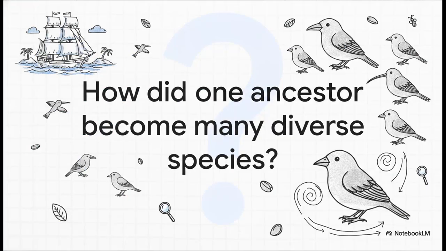Moving on to Section 2, the voyage and the finches. Picture Darwin on his famous voyage on the HMS Beagle, spending crucial time observing wildlife on the Galapagos Islands. And he hits this core mystery, which I want to pose to you right now. How exactly did one ancestral seed-eating bird show up on these islands and eventually branch out into completely diverse species of finches? Think about that for a second. What forces could possibly drive a single, uniform population to splinter into entirely different forms?